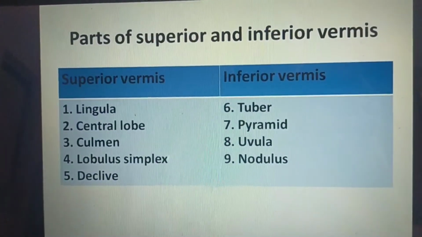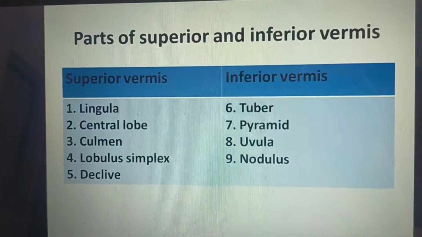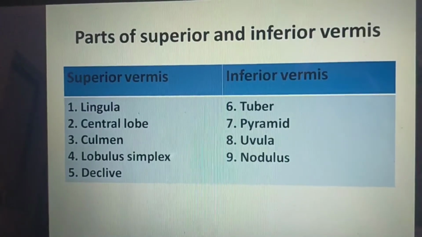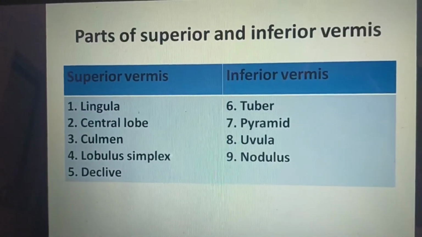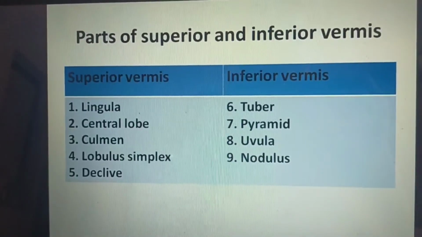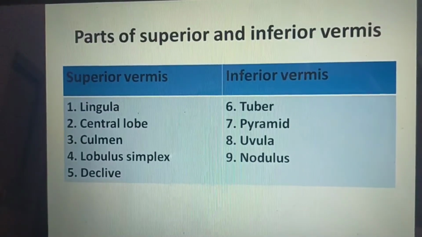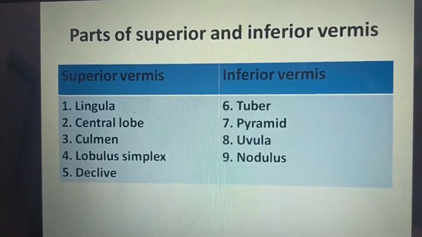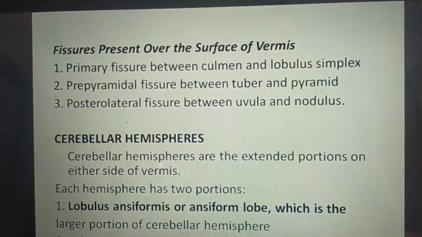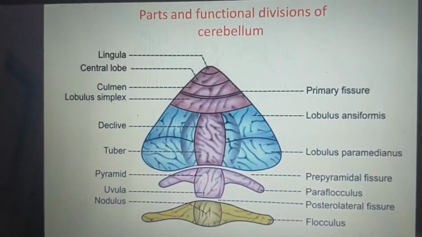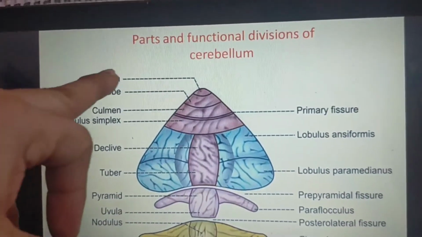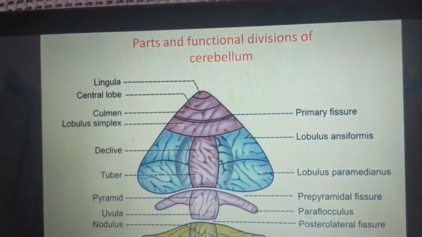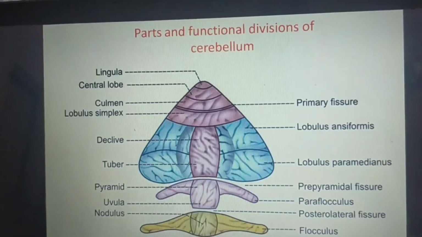Parts of superior and inferior vermis. So superior vermis has 5 parts, which is lingula, central lobe, culmen, lobulus simplex, and declive. And inferior vermis has 4 parts: tuber, pyramid, uvula, and nodulus. So in this figure we can see lingula, culmen, declive, tuber, pyramid, uvula, nodulus.